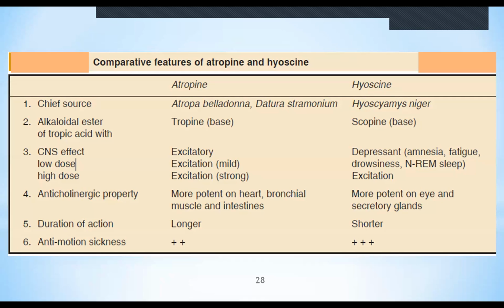As for anticholinergic property, atropine is more potent on the heart, bronchial muscle and the intestine, whereas hyoscine is more potent on the eye and secretory glands. The duration of action of atropine sulfate is long, whereas hyoscine has a shorter duration. The anti-motion sickness property of atropine is less when compared to hyoscine. So hyoscine is the drug of choice for motion sickness.